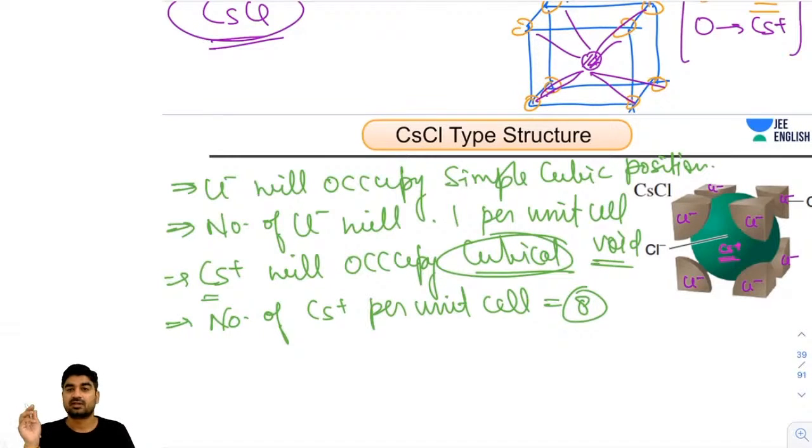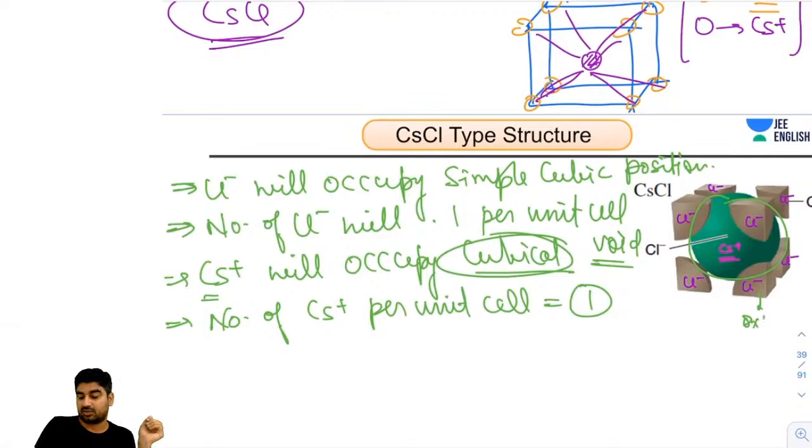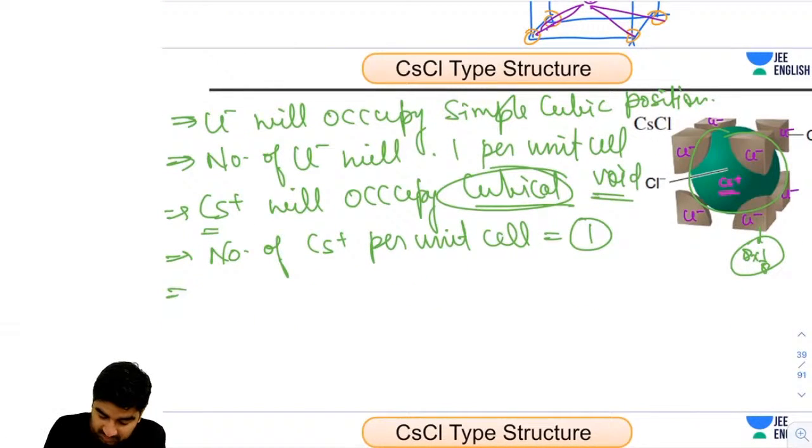Sorry. Cesium is occupying the cubical void, so the number of cesium will be 1. Yes, there is only 1 cesium atom per unit cell. There is only 1 chloride; actually there are 8, but you have to do 1 by 8. There are 8 corners, 8 into 1 by 8, you will be getting 1. So guys, what is the formula?